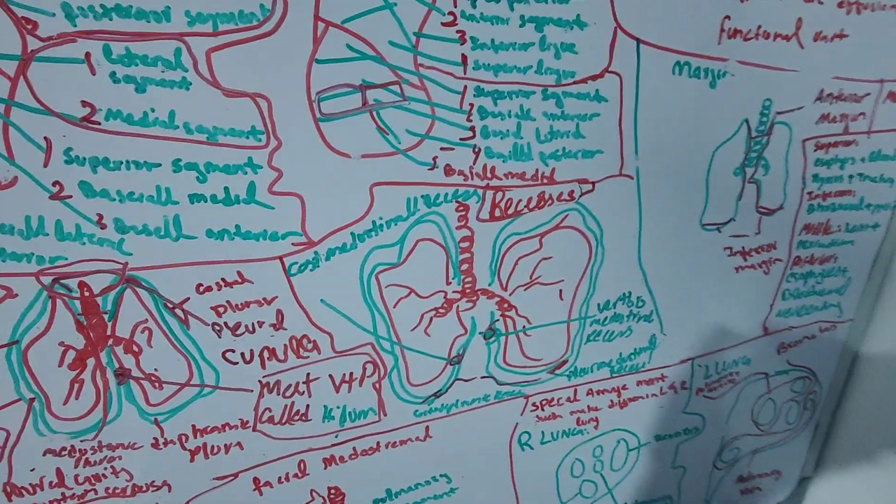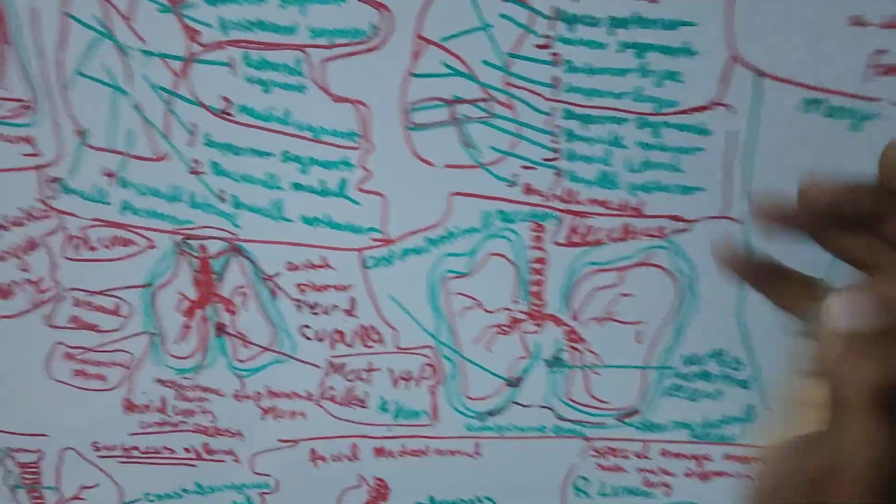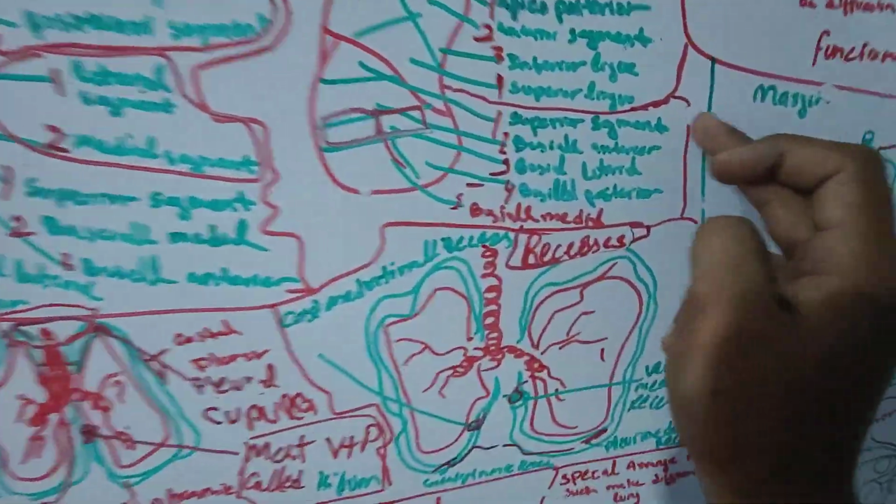Then we go to the inferior lobe. What is the inferior lobe? It's divided into sometimes 4, sometimes 5. Look at this: superior segment, basal segment. It's the same as here. Here you can see the superior segment.